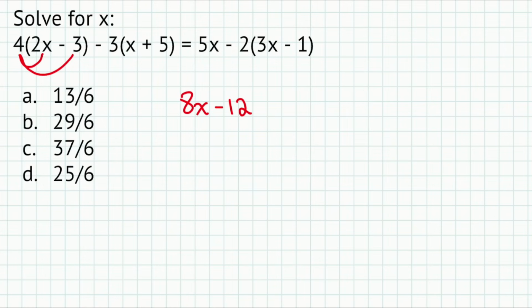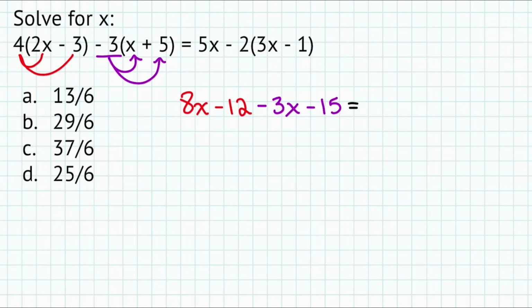Next up, let's go ahead and use purple for this. We have -3 multiplied by x and -3 multiplied by 5. Yes, you have to bring the sign with you. So we have -3 times x, that's -3x. -3 times 5 will be -15. So far, so good, my party people.